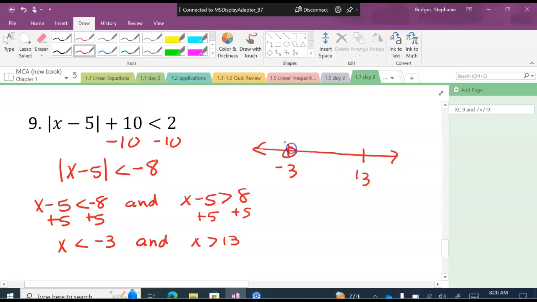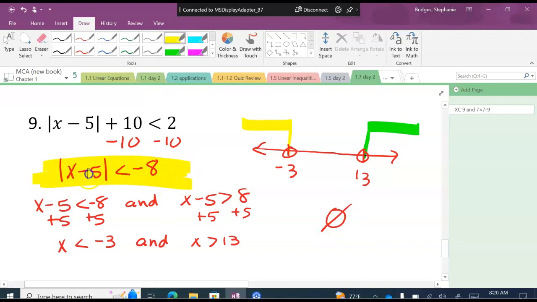If I am less than -3, that is open and going to the left. Greater than 13 is open and going to the right. Where are they both true? They are not. So we would say no solution. Pay attention to this right here. See what I just highlighted? The absolute value of x minus 5 is less than what kind of number? Which means it would always be a negative, right? Can absolute value ever be negative?